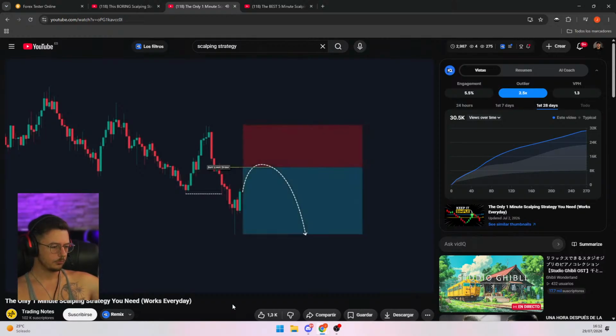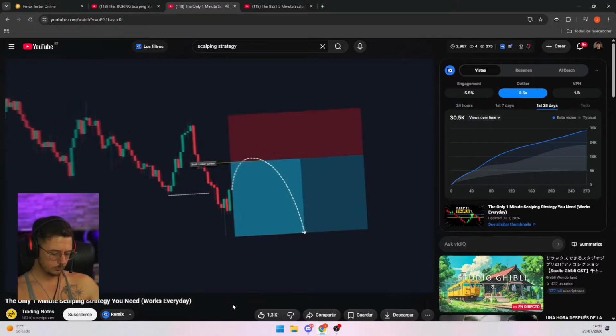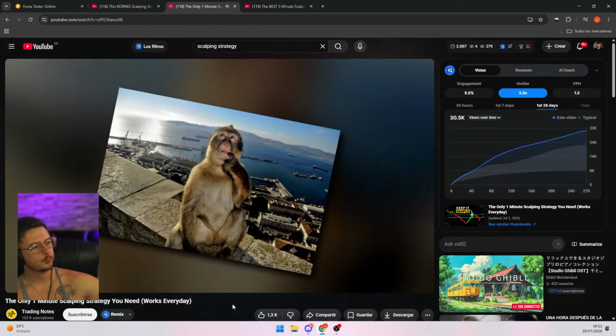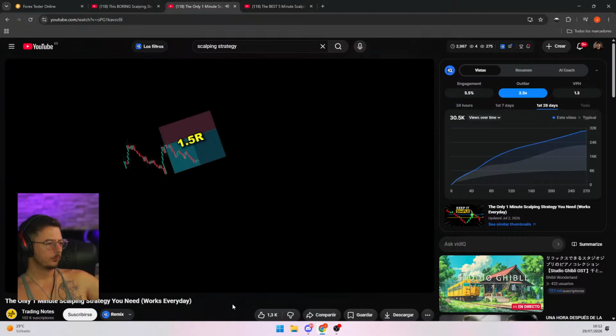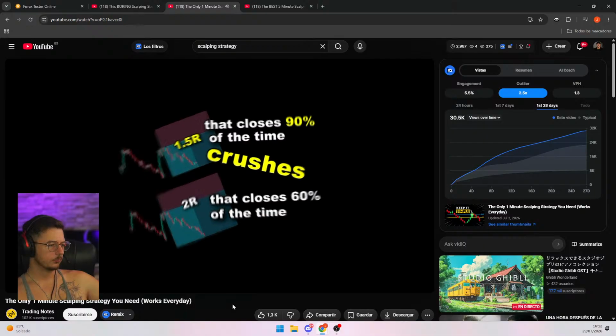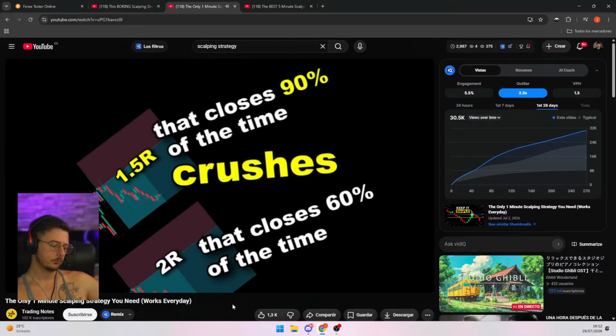You set your target a hair before the previous low. You let the trade close on its own. You collect your 1.5 R and you stop staring at the screen. Think about what that actually means in numbers. A 1.5 R trade that closes 90% of the time crushes a 2 R trade that closes 60% of the time. Every time. The math isn't close.